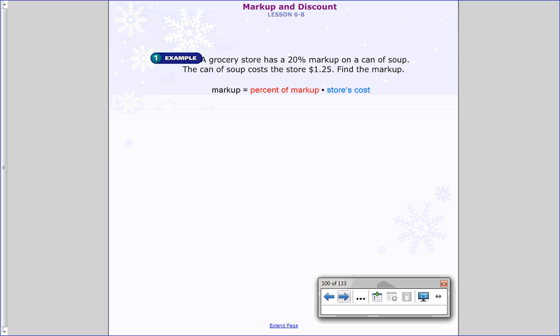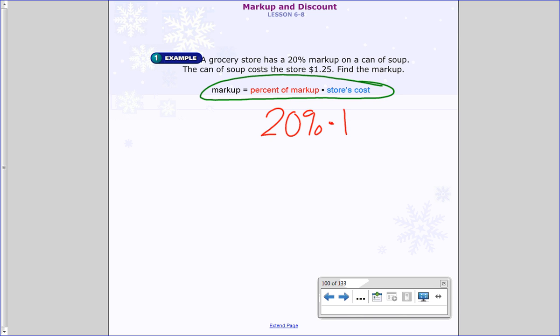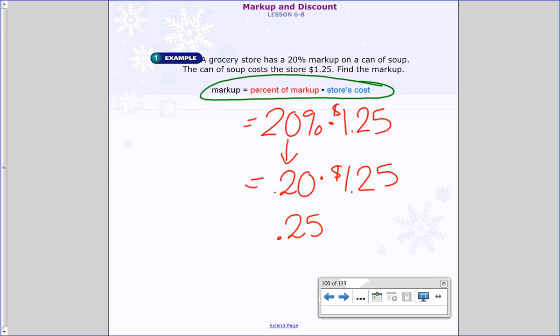So in order to do the markup, you do the percent of the markup times the cost, and that gives it to you. So here, a grocery store has a 20% markup on a can of soup. The can of soup costs the store $1.25. Find the markup. So the percent of markup is 20%. The cost is $1.25. Again, just like those other ones, we switch this 20% to 20 hundredths, and then we times it. And this will give us our markup. So 0.20 times 125, and we get 25 hundredths or 25 cents. That is the markup for that can of soup.